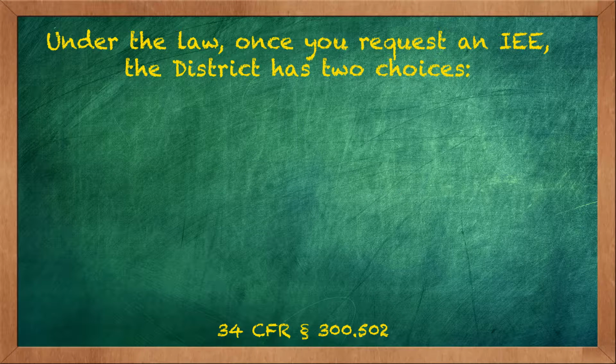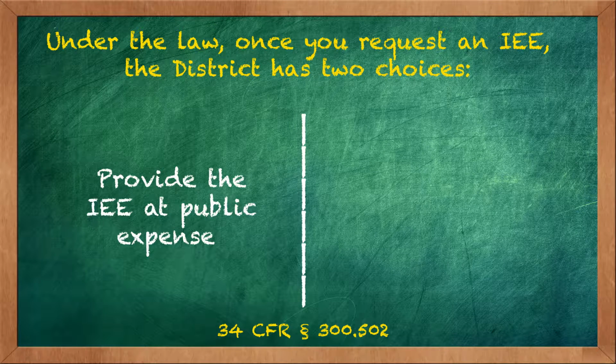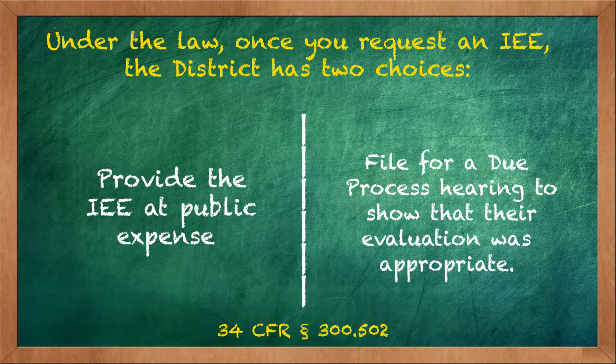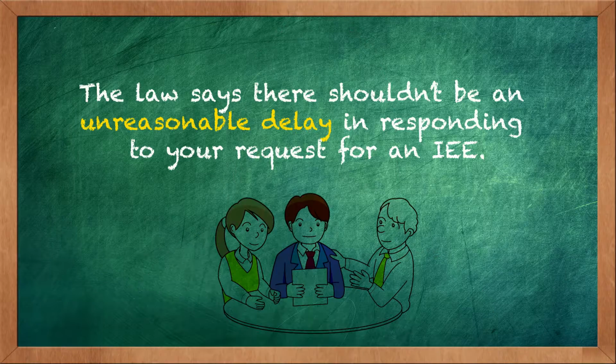So what are the legal mechanics of requesting an IEE? Under the law, once you request an IEE, the district has two choices. They can provide the IEE at public expense, or they can file for a due process hearing to show that their evaluation was appropriate. Those are really the only two options the district has. A district simply can't ignore a parent's request. Indeed, the law says there shouldn't be any unreasonable delay in responding to your request for an IEE.